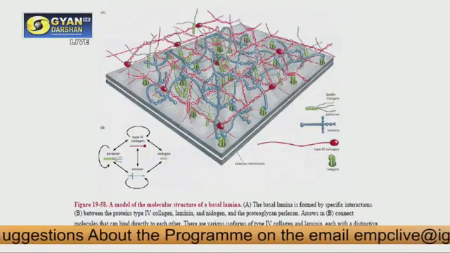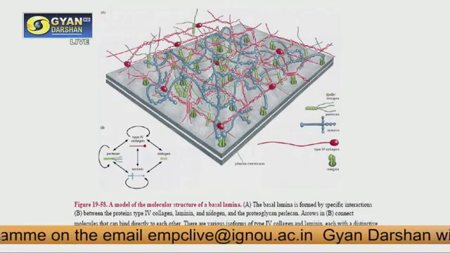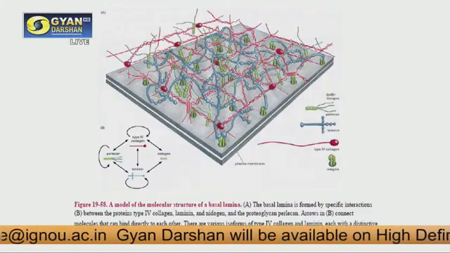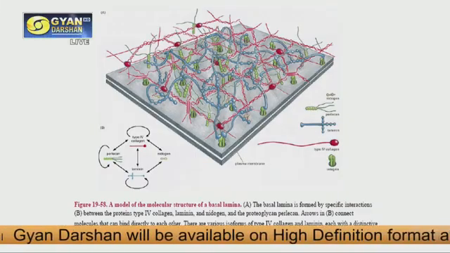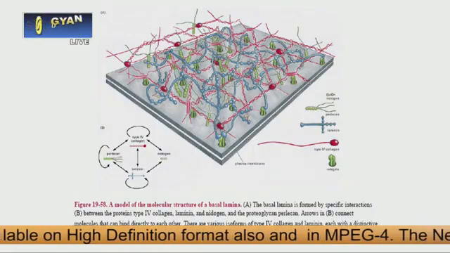So this is actually the structure, you can say, of a basal lamina. You can see from the diagram, there are so many components, so many interactions. So many proteins are involved.